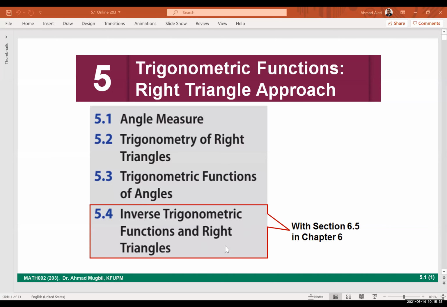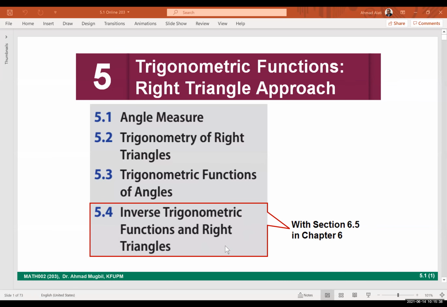Yes. Chapter 5, Shabab, is an interesting chapter. It is about trigonometric functions. We have, by the way, chapter 5, chapter 6, chapter 7, and even chapter 9. They are all about trigonometric functions and their application. We have here 3 sections, Shabab.